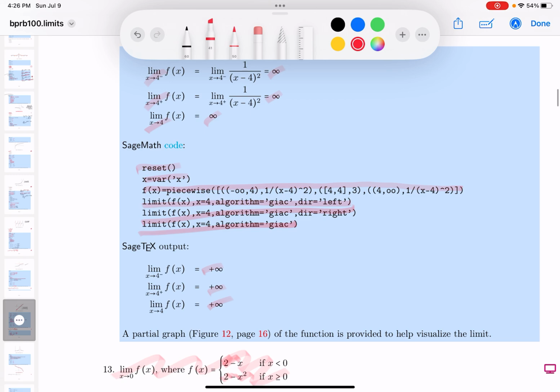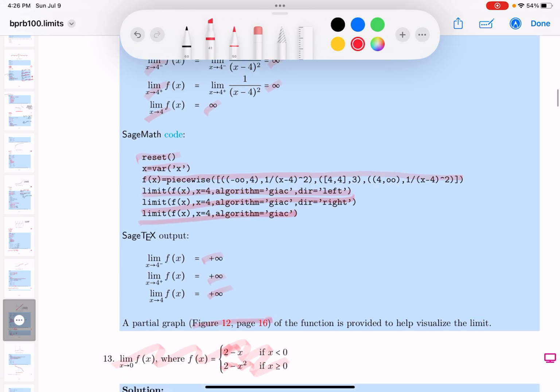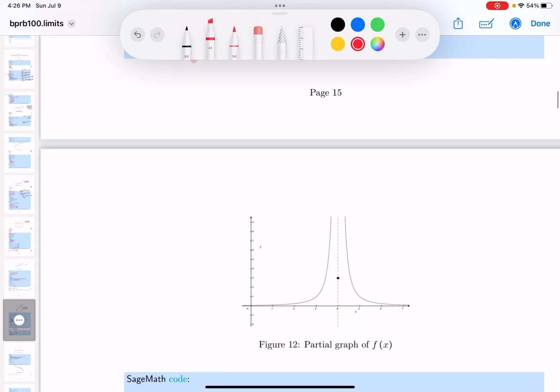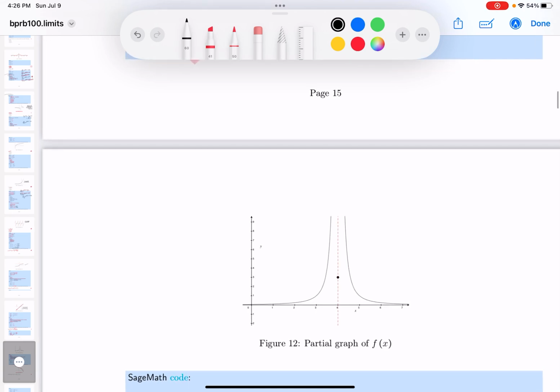Did I also graph it for you? It's figure 12 on page 16. Let me see if I can find that. Yeah, it's right over here. And again, you should be able to do these things by hand as well, but it sure is nice to be able to draw a nice picture, not some kind of scratch work. All right, so this is grapher.